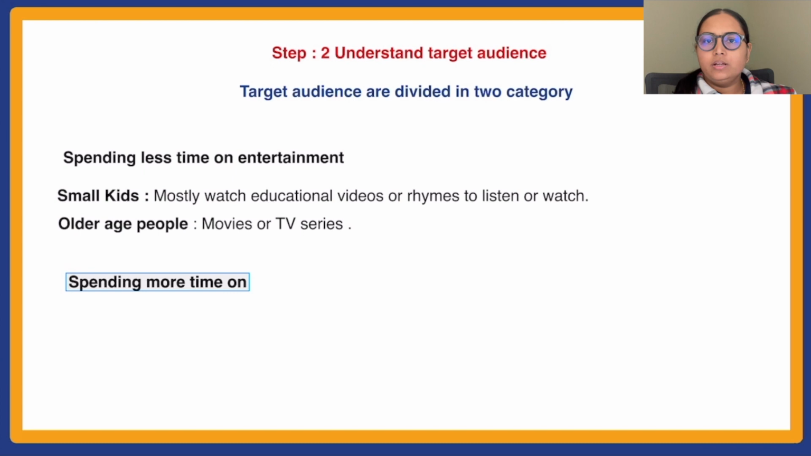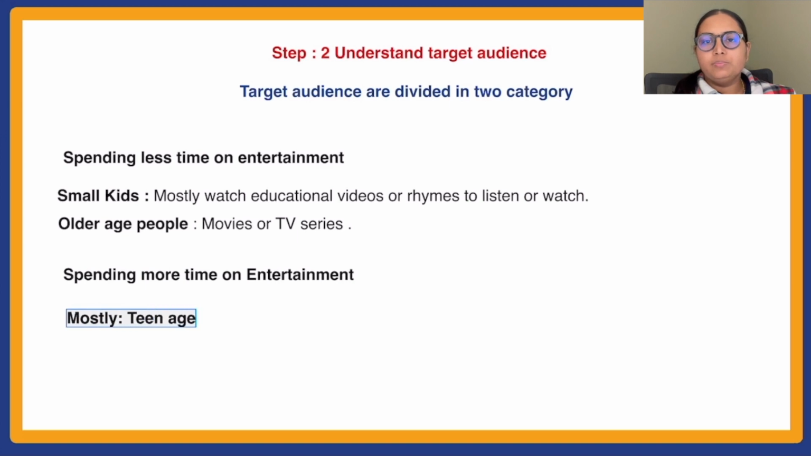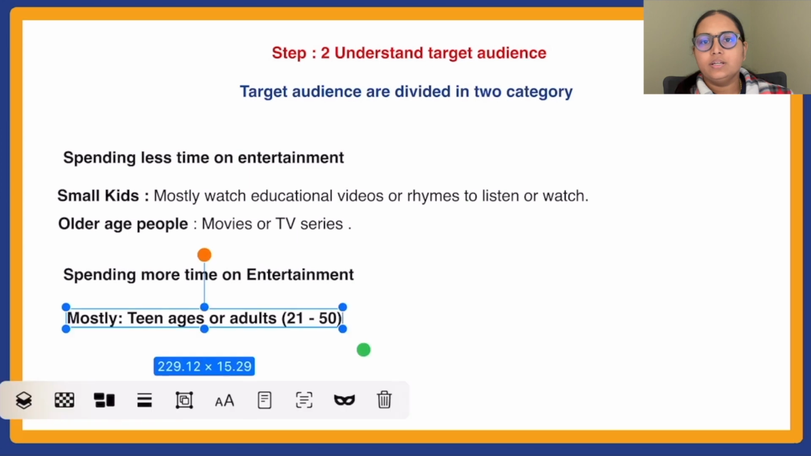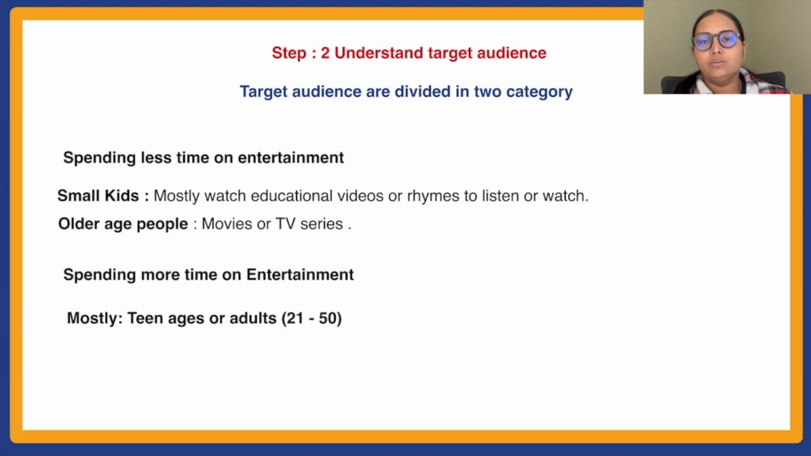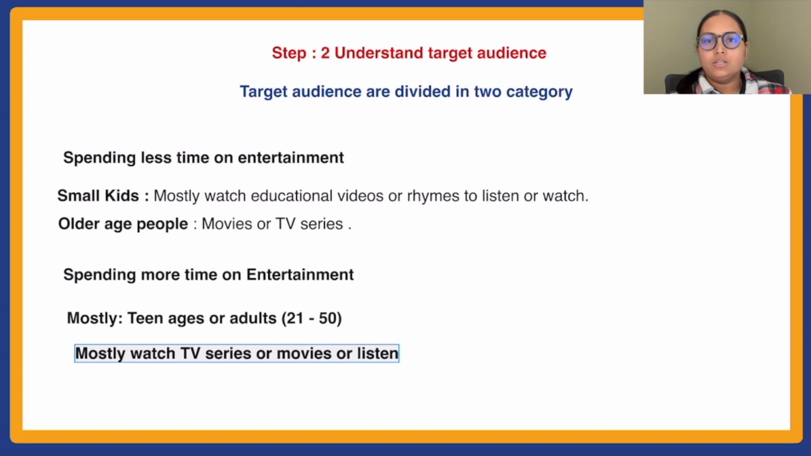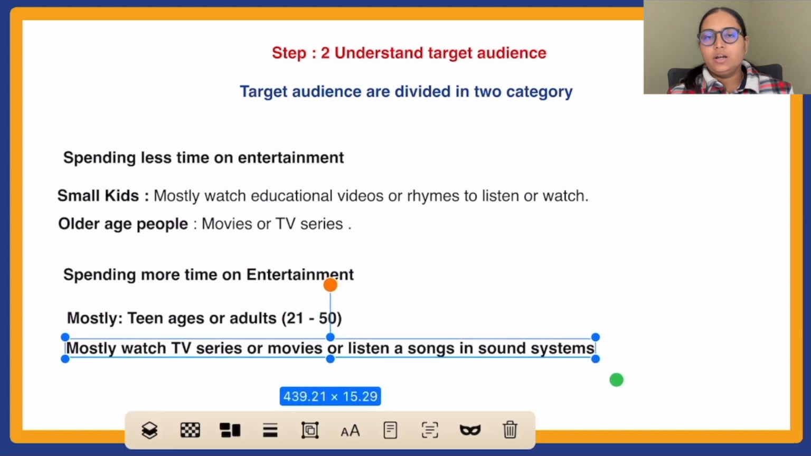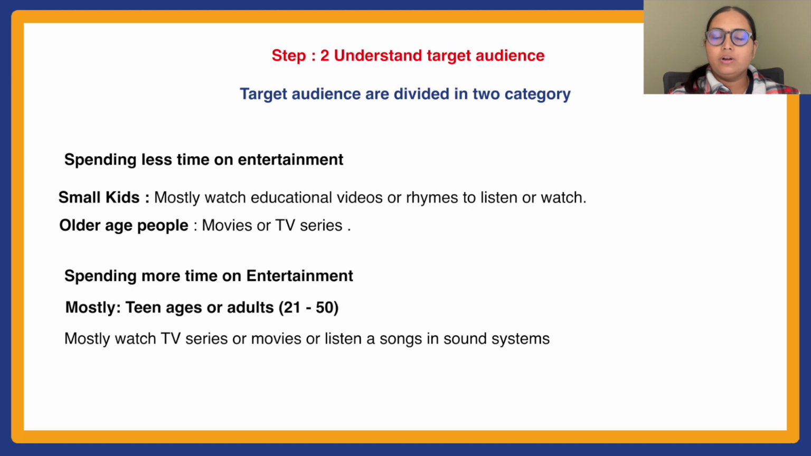Let's talk about another category of target audience, who are mostly teenagers or young people. This category of people mostly watch TV series on different platforms, or they watch series or serials on a TV, or they watch movies in theaters or on TV, or they would like to listen to songs on sound systems. In that way, they spend more time watching TV or listening to songs, and they are getting entertained in their everyday lives. I think we talked about our target audience.